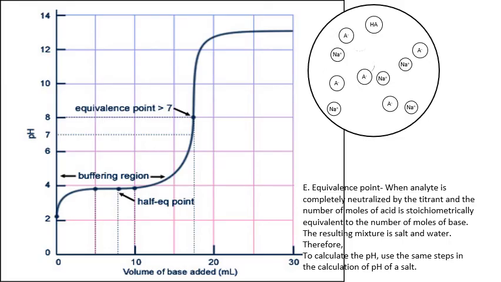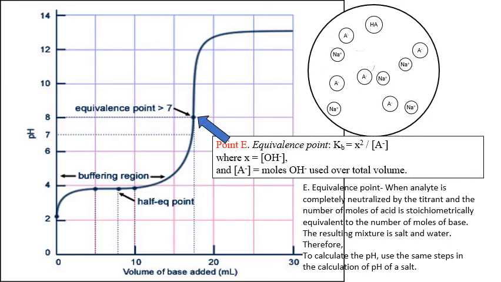Now we are reaching another important point on the titration curve, which is the equivalence point. Equivalence point is where the analyte is completely neutralized by the titrant, and the number of moles of the acid is stoichiometrically equivalent to the number of moles of base. So that means we don't have any acid or base. We have only salt and water in the flask. So to find the pH, we have to use the same method as to find the pH of a salt. As shown in the particle diagram, you can see that we don't have any acid or base, only salt and water in the flask.